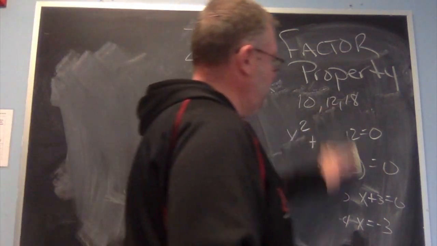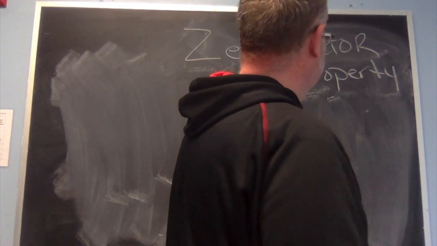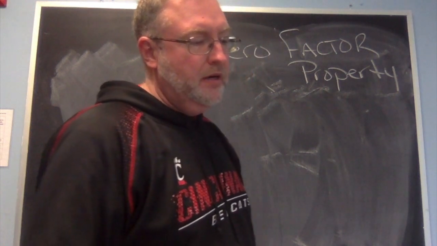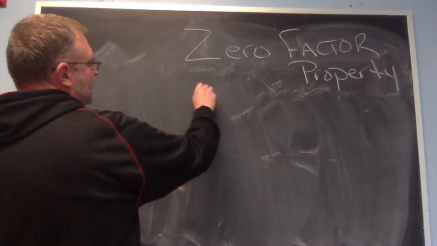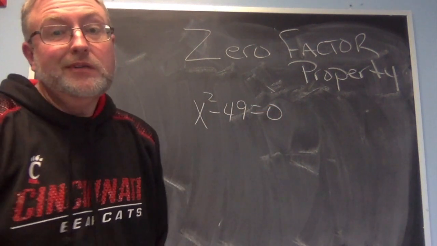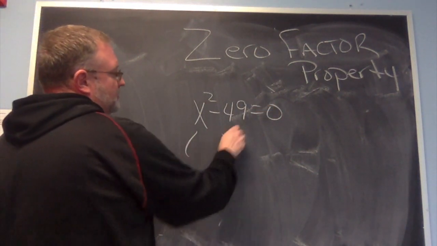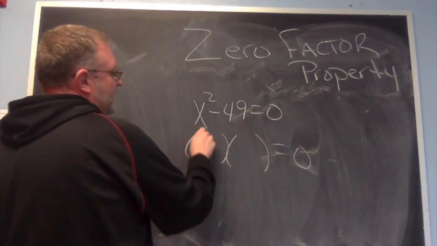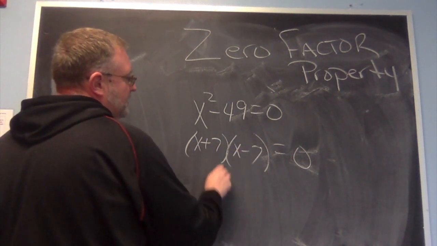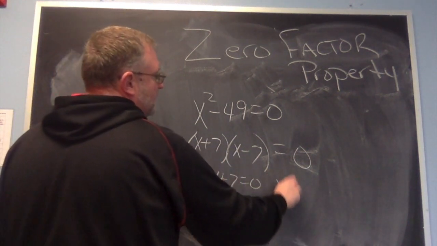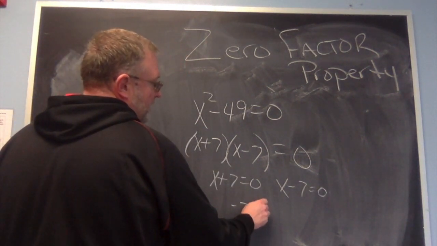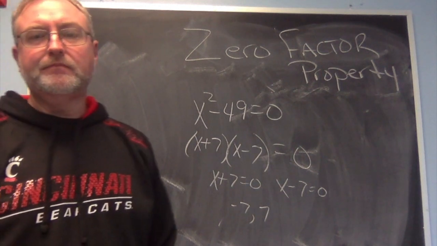All right, so then I asked you to do number 18 as well. Number 18 says x squared minus 49 equals 0. It's in the correct order, so I have to factor it down, which this one should be pretty easy. I have x plus 7, x minus 7. Then I take each of these: x plus 7 equals 0, x minus 7 equals 0. So my two answers are going to be negative 7 and positive 7. That was that one.